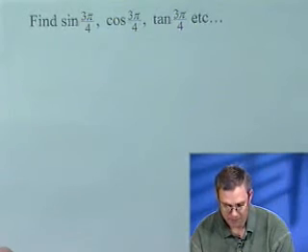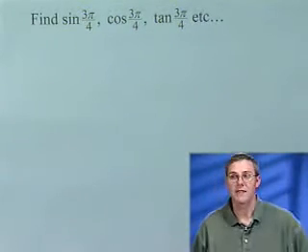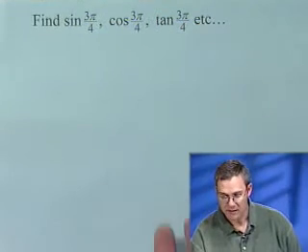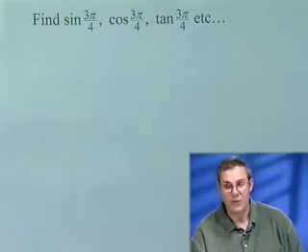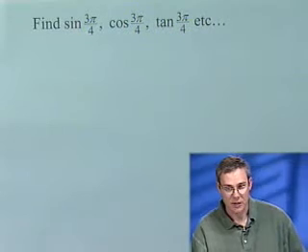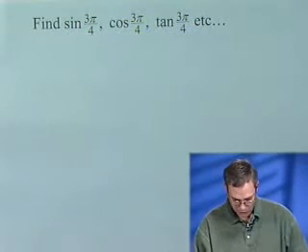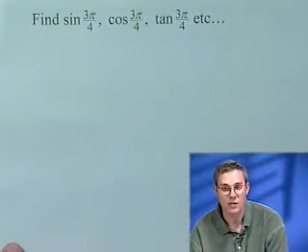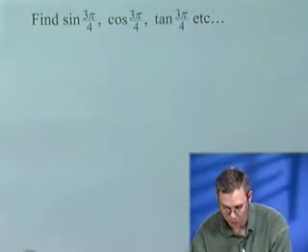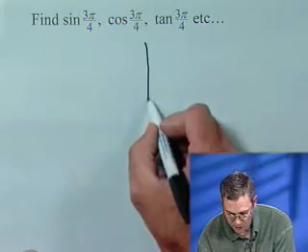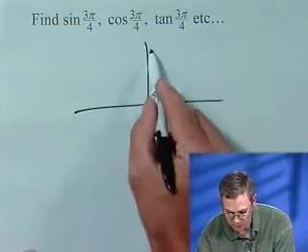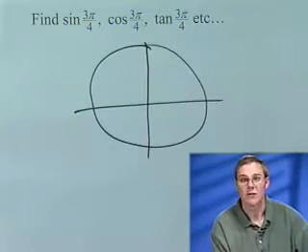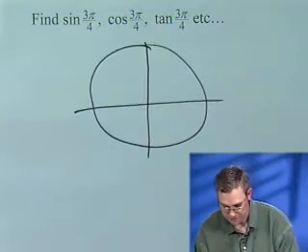Here's a tricky problem. Let's find the sine, cosine, tangent, cosecant, secant, cotangent of 3 pi over 4. So what we want to do is figure out what point on the unit circle corresponds to an angle of 3 pi fourths. So let me go ahead and draw a unit circle. Now, let's figure out where 3 pi fourths is.